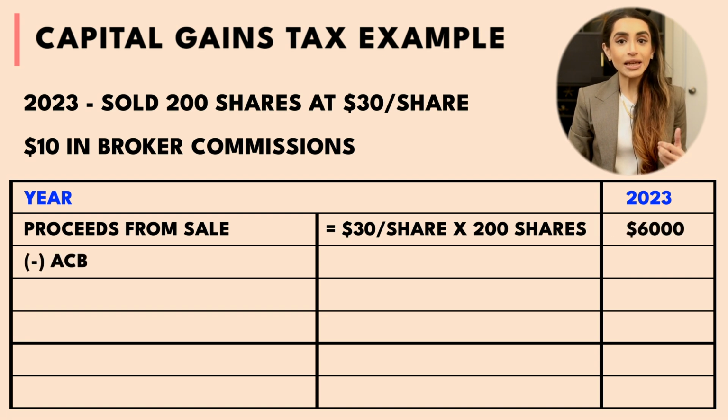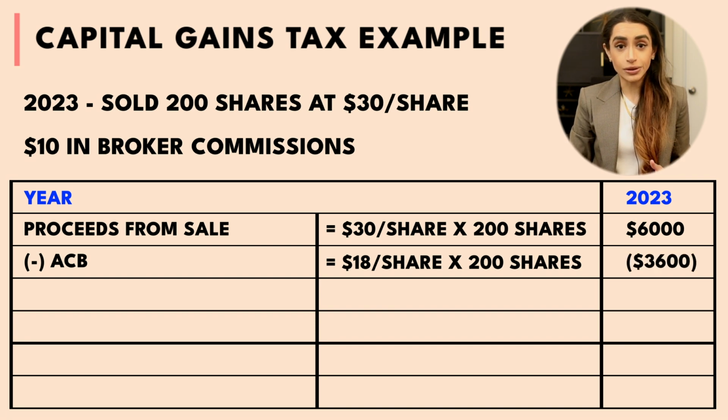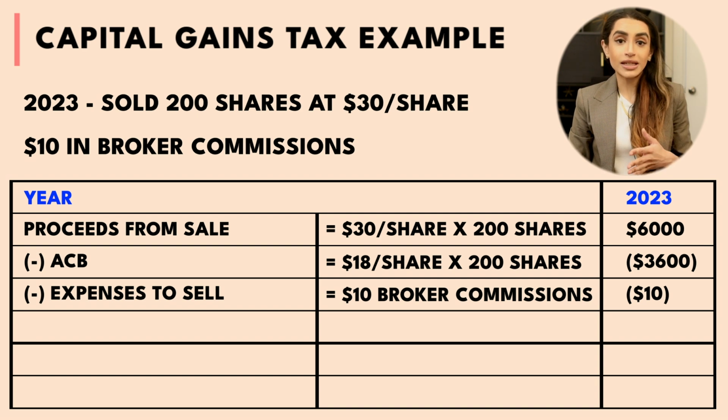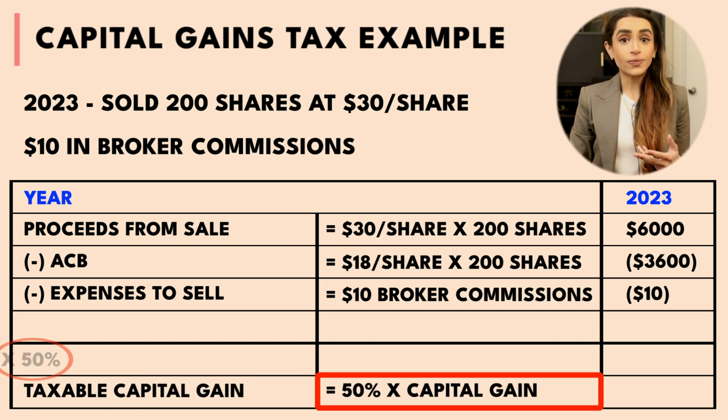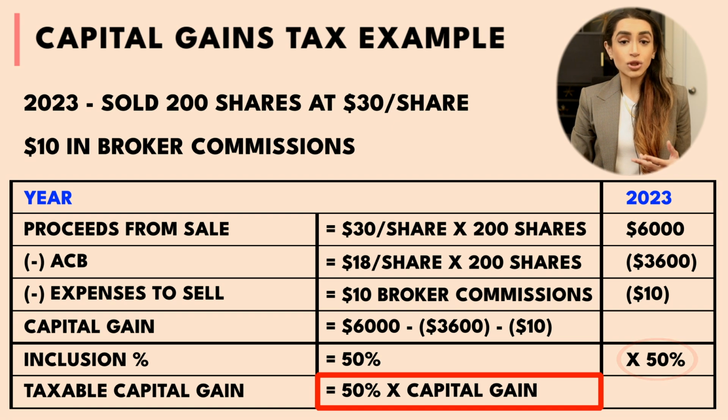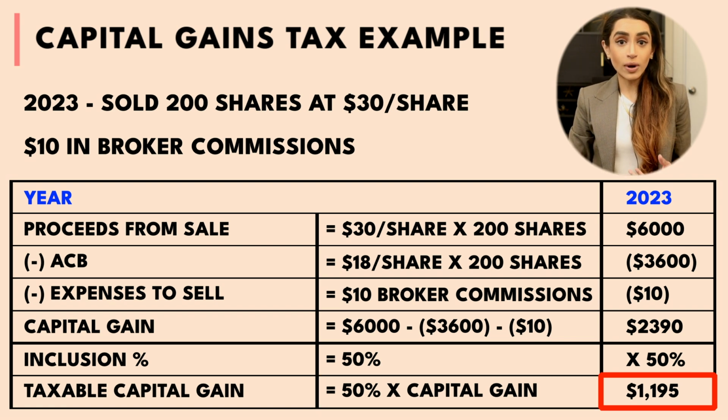Number two, your ACB is the ACB per share of $18 times 200 shares, which is $3,600. And number three, you had $10 in expenses to execute the transaction. Now, plugging these numbers into the taxable capital gain formula, this is equal to 50% times the proceeds from the sale, which is $6,000, minus the ACB, which is $3,600, minus expenses of $10 to give you $1,195 as your taxable capital gain. This $1,195 will be added to your taxable income and taxed at your marginal tax rate.